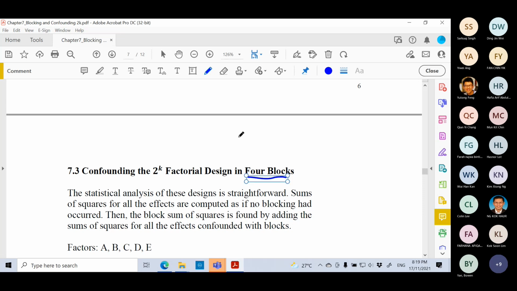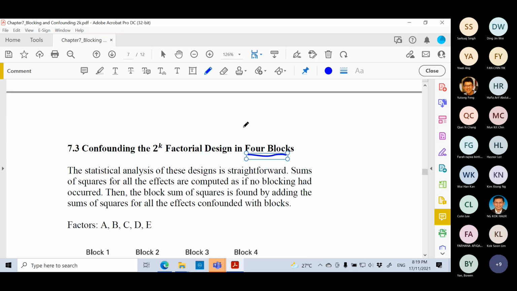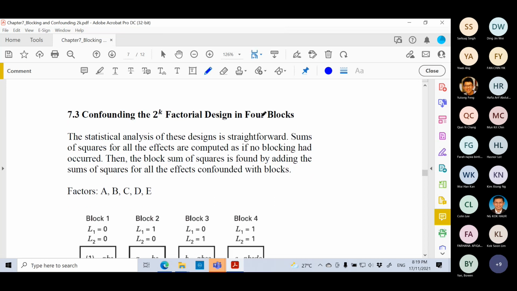So that means we can have 4 blocks here. How are we going to do the confounding of the 4 blocks? It will be given as follows. The statistical analysis of this design is straightforward. Sum of squares for all the effects are computed as if no blocking had occurred. Then the block sum of squares is found by adding the sum of squares for all the effects confounded with the block.